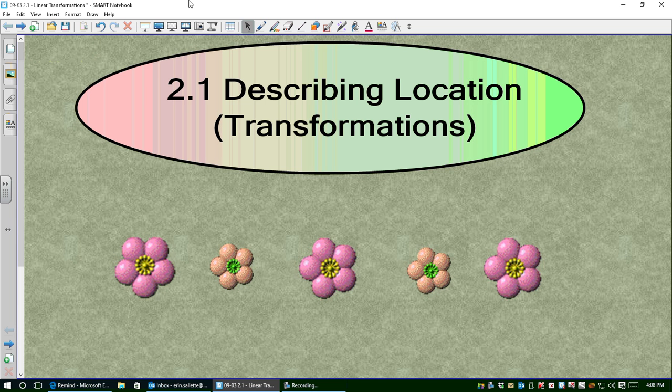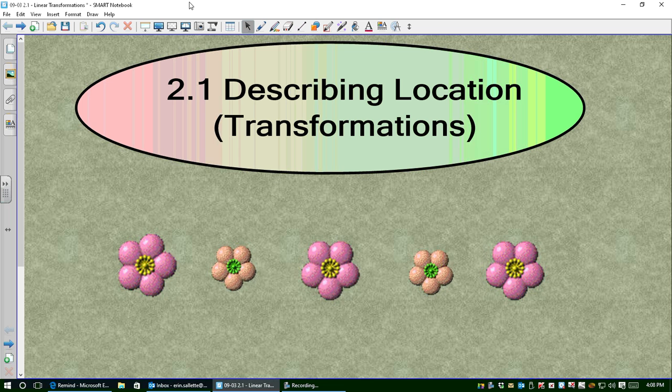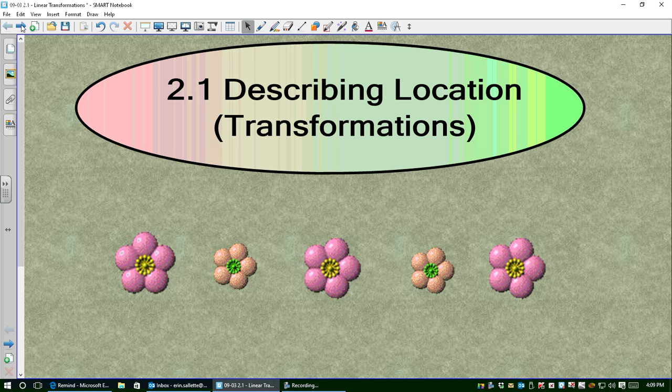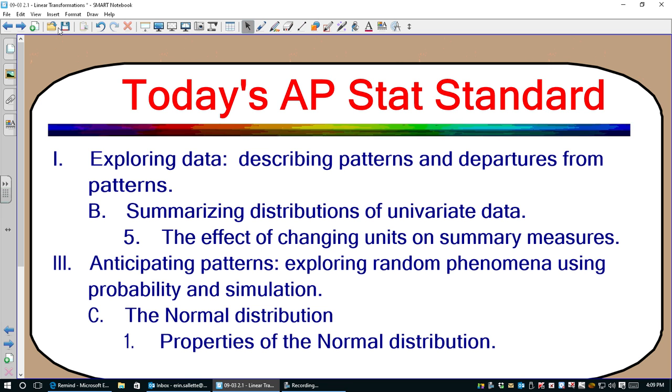Okay, this is our second video in Chapter 2. We are describing location and transformations. We're also going to talk about some density curves today. Our AP Statistics Standard, we're still exploring data and summarizing distributions of univariate data, the effect of changing units on the summary measures. That's what we're going to be examining when we're examining our transformations today.